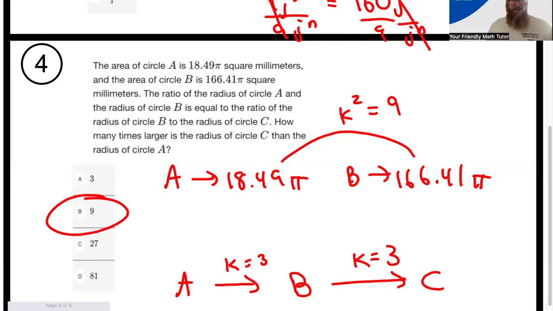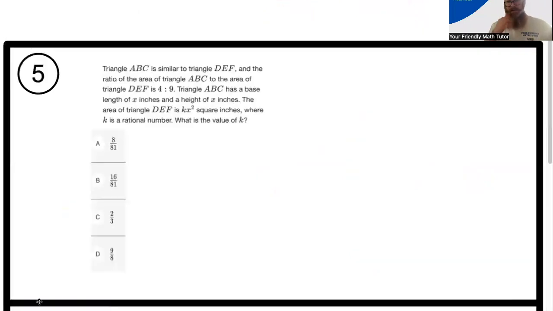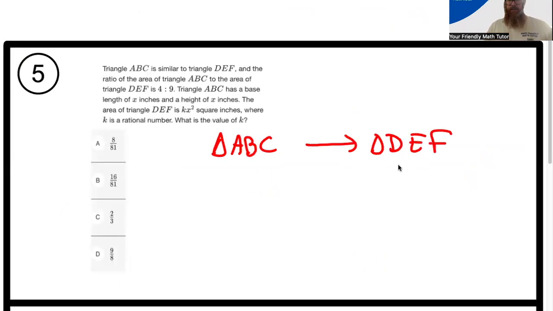Okay, let's keep going here. Let's take a look at number 5. So we have the triangle ABC is similar to DEF, the ratio of the area. So we got another one where we're talking about the ratio of the area. So ABC, if we think about it, is going to triangle DEF. Right, this one's a little tricky because it's 4 to 9.